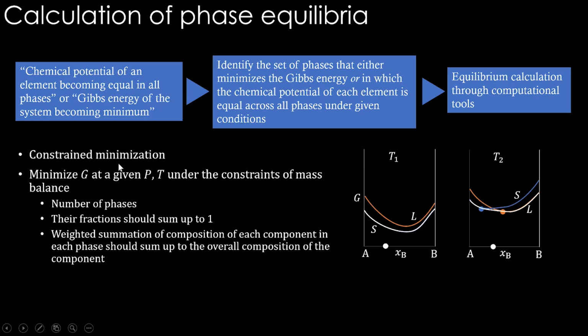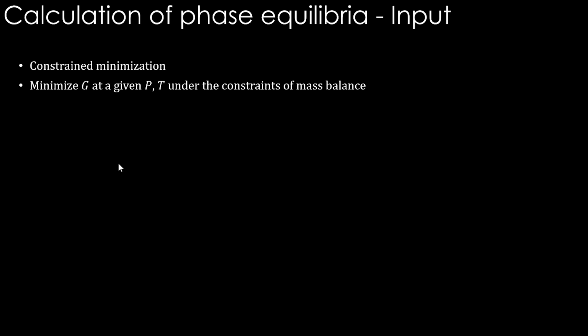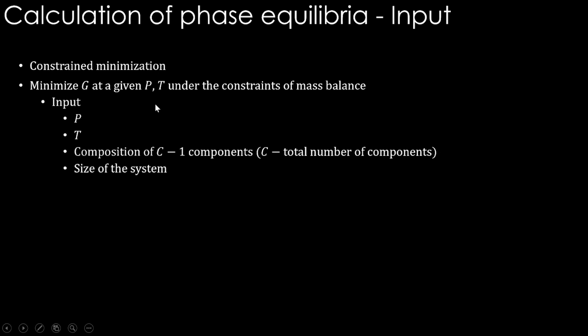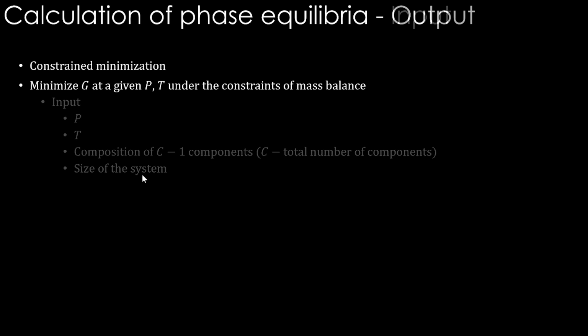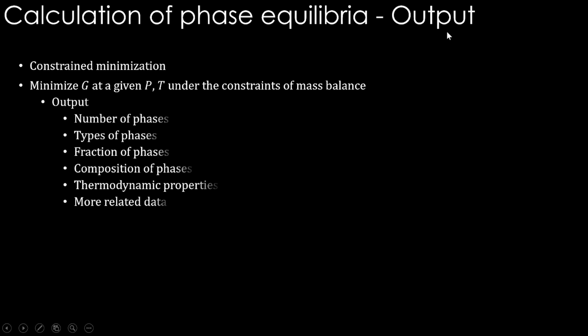So this is a numerical technique. When we do the calculation, we need to give some inputs. We say minimize G at given pressure and temperature under the constraints of mass balance. We have to tell what is the pressure, what is the temperature, what is the composition, at least for C minus 1 components we have to tell. And size of the system also would be required. And the output is going to be whatever we need: the phase diagram, number of phases, types of phases, fraction of phases, composition of phases, and thermodynamic properties and any related data. All these things can be output. Depending on our requirement, we can extract it out.